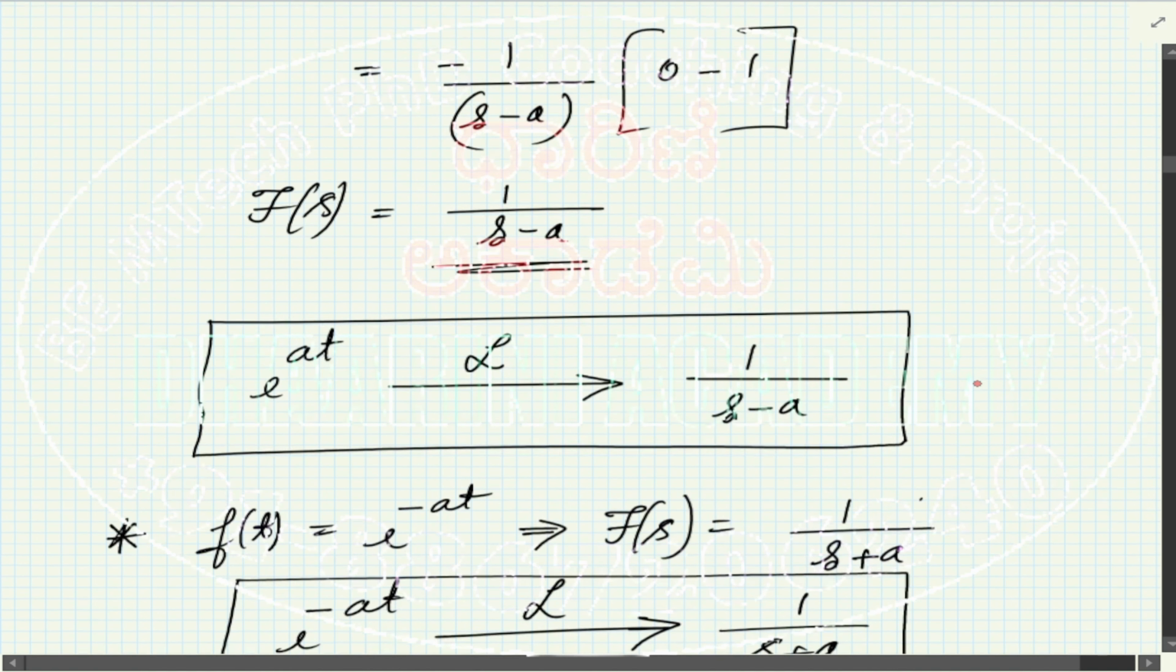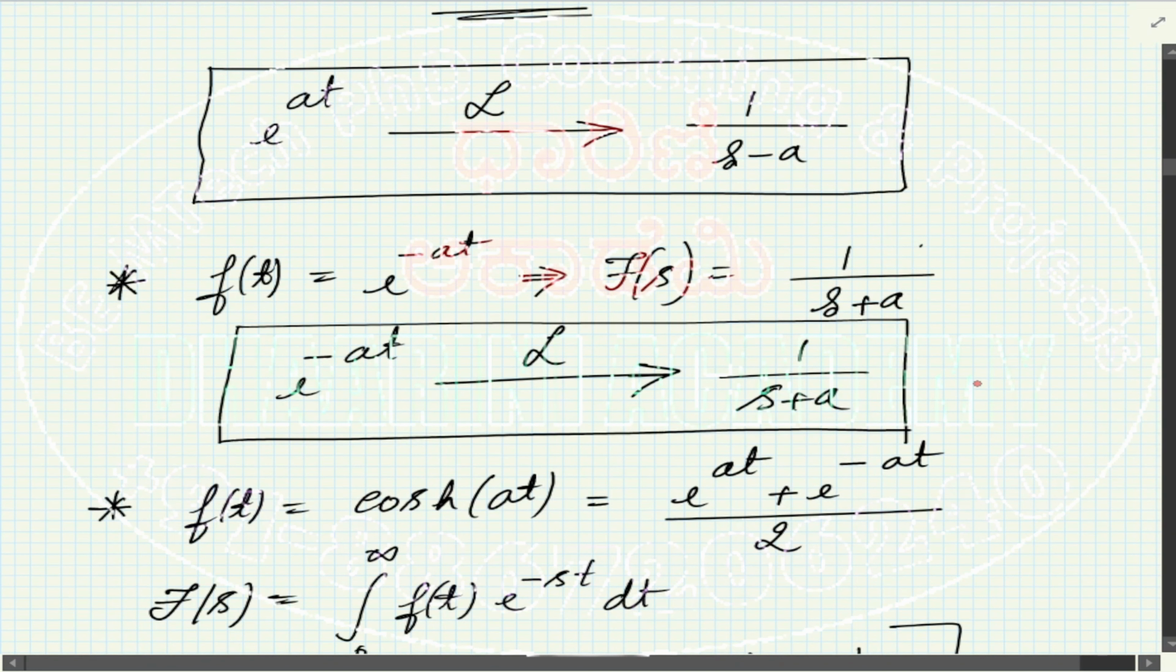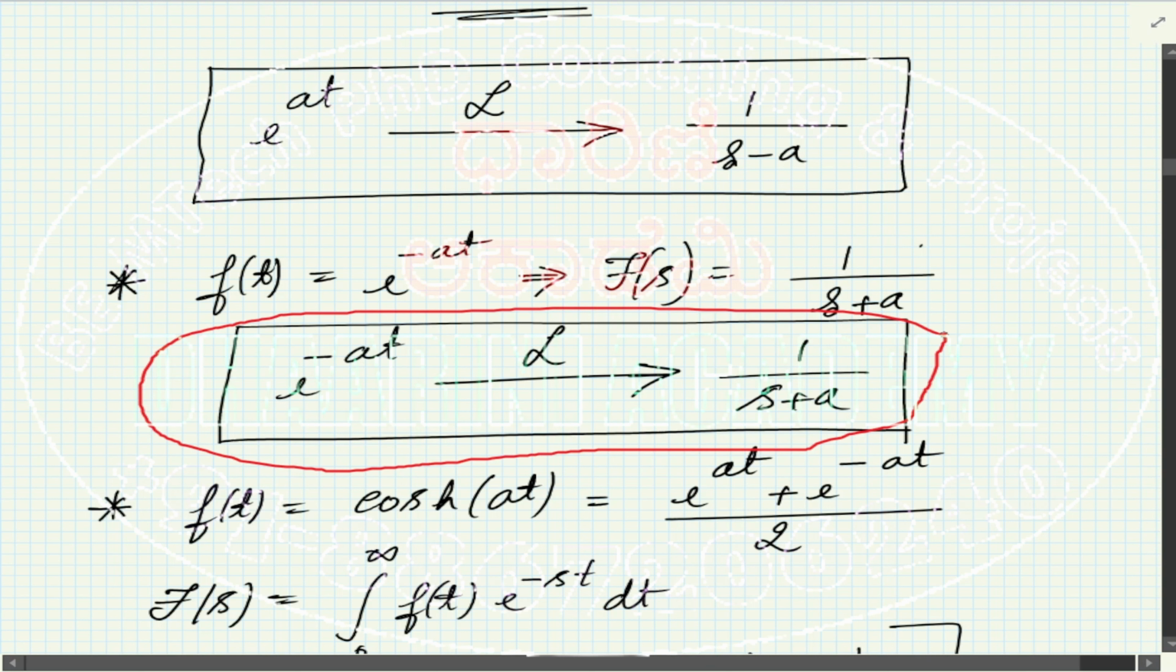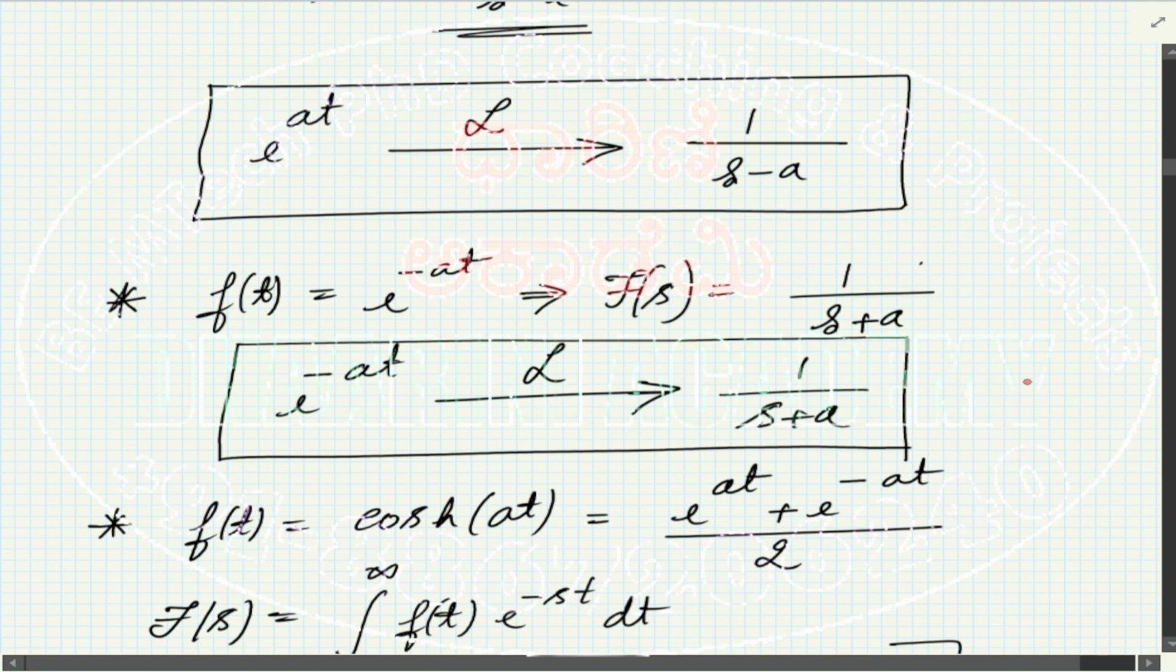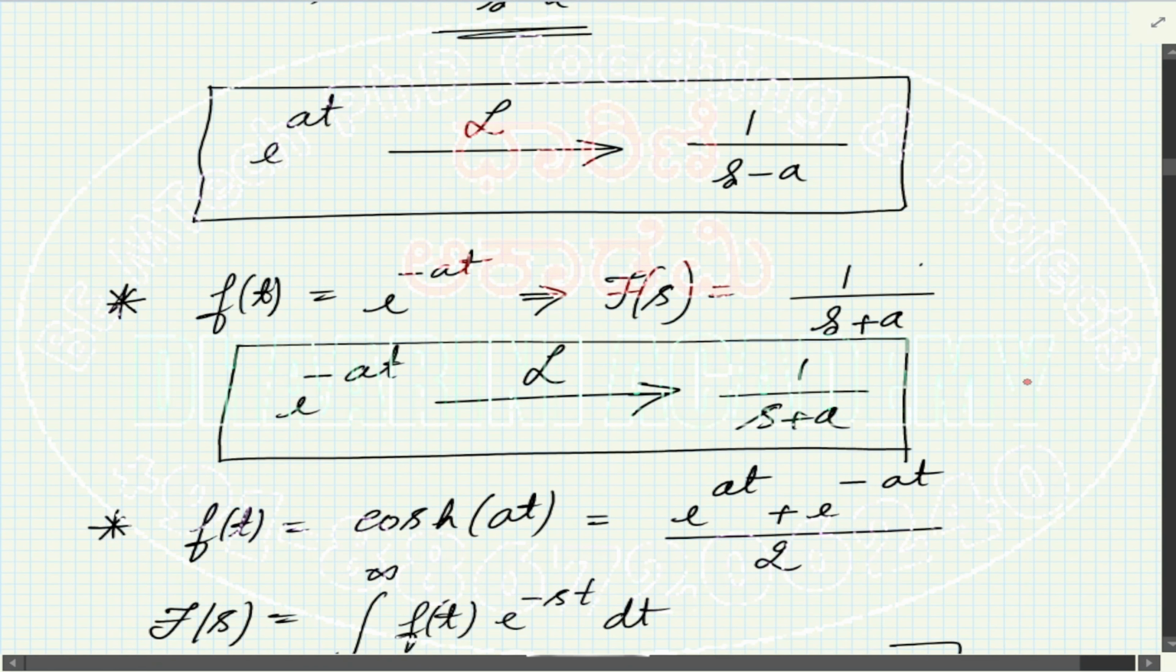Alright, then similarly, you can directly note this. If a becomes minus a, e to the minus at, only the sign of a will change in the previous answer. So it becomes 1 over s plus a. Sign change.